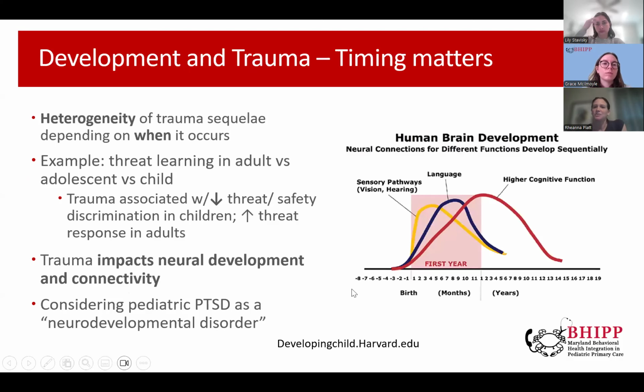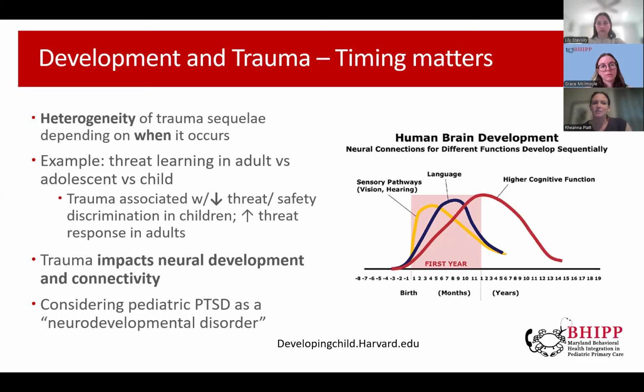These are things you guys are seeing all the time, right? That trauma, depending on when it occurs, this is just a really simplified figure of when different parts of the brain are developing. So you can imagine trauma, depending on when it happens, could be disruptive to different systems or different neural connections. A good example of this: in adults, trauma is associated with increased perception of threat and increased response to potential threatening stimuli. Whereas for children, depending on when it happens, it can be associated with a decreased perception of threat and decreased ability to discriminate safe and unsafe situations.